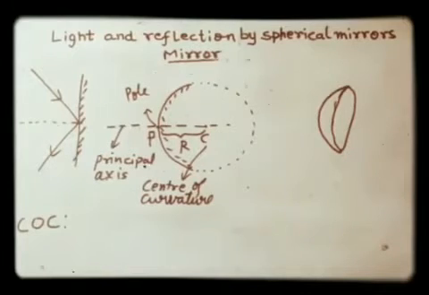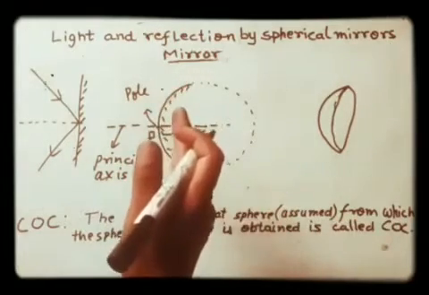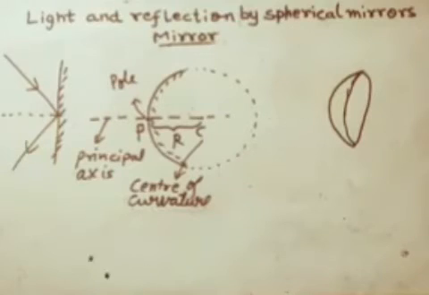Next, center of curvature. Its definition: the center of that sphere, actually assumed. We have to assume a sphere from which we have cut this mirror. So the center of that sphere from which the spherical mirror is obtained is called the center of curvature. In the case of convex you will use convex, and in the case of concave you will use concave. We will replace that word center with radius. So the radius of that sphere from which the spherical mirror is obtained is called the radius of curvature.